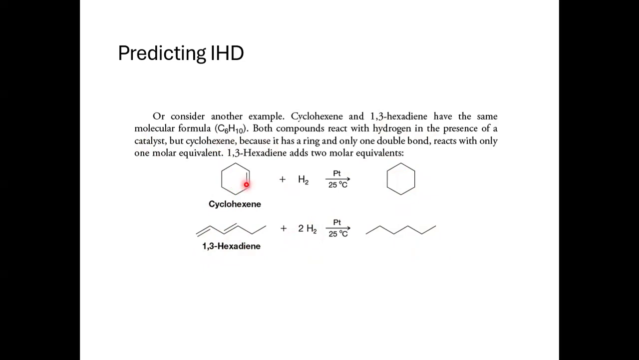because it only has a ring and only 1 double bond, the ring does not react with the hydrogen. So you only need 1 mole of your hydrogen gas. So in here, the index of hydrogen deficiency to produce this one is only 1. But if you have a double bond here, the index of hydrogen deficiency, you needed 2 hydrogens.